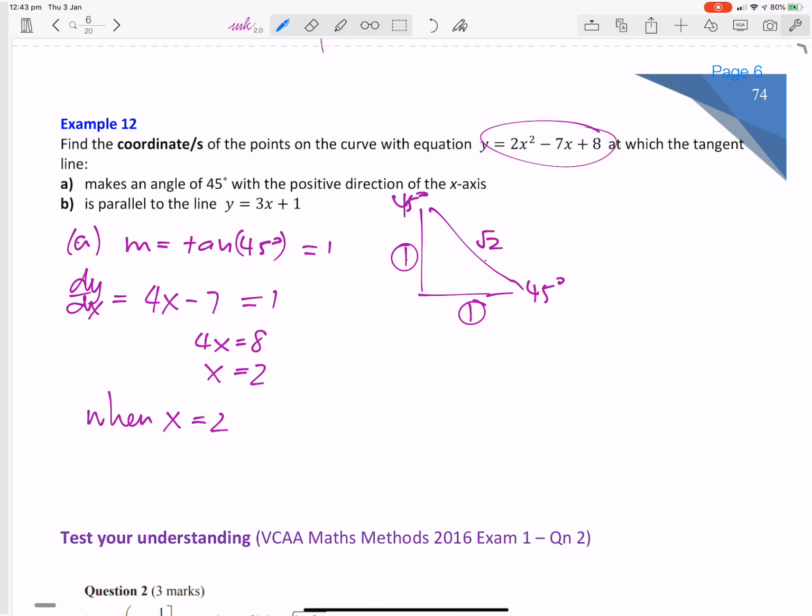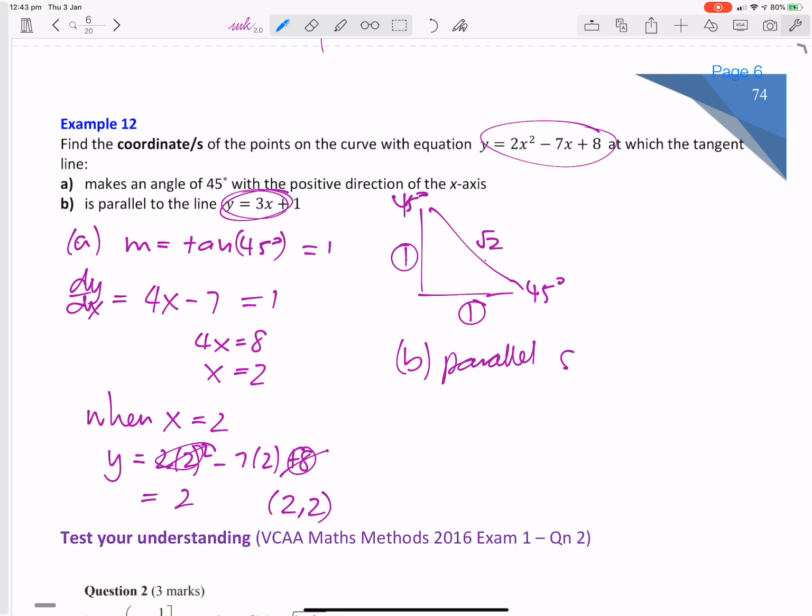When x equals 2, y equals 2 times 2 squared minus 7 times 2 plus 8. So that's 8 and 8, which is 16, minus 14, which is 2. So I've got the point (2, 2). Then for B, it's parallel to that line. So if it's parallel, same gradient. Therefore, m is equal to 3.